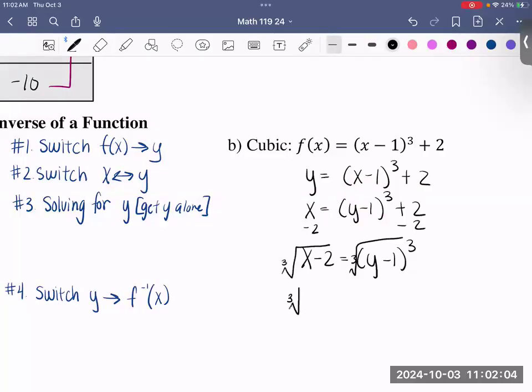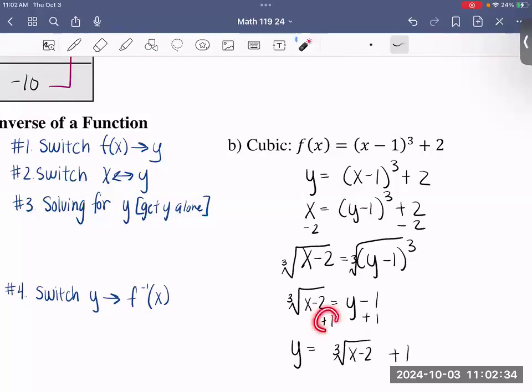So we have the cubed root of x minus 2 is equal to y minus 1. Now, the reason why we don't need the plus or minus sign is that we're not actively solving for this. Instead, we're just creating the equation. So now that we got your x out of the cube, we're now going to add 1 to the other side. So y is equal to the cubed root of x minus 2 and then plus 1 on the outside.